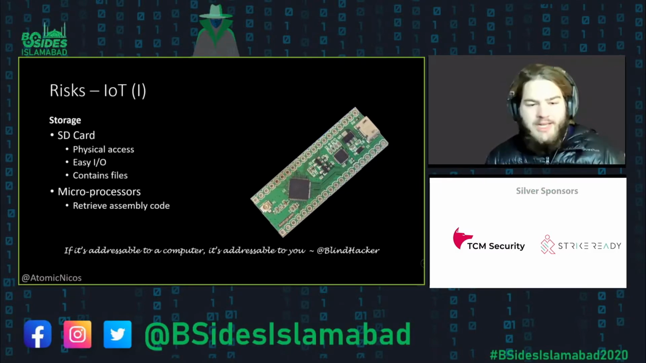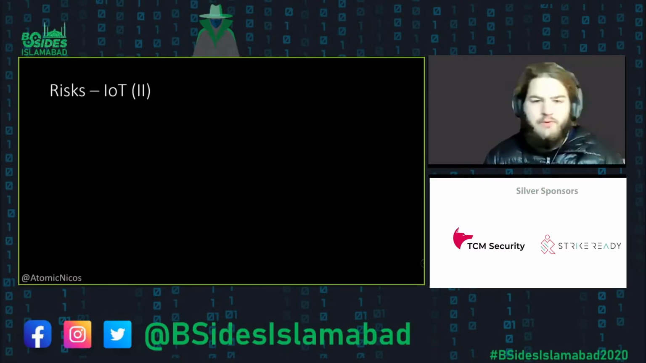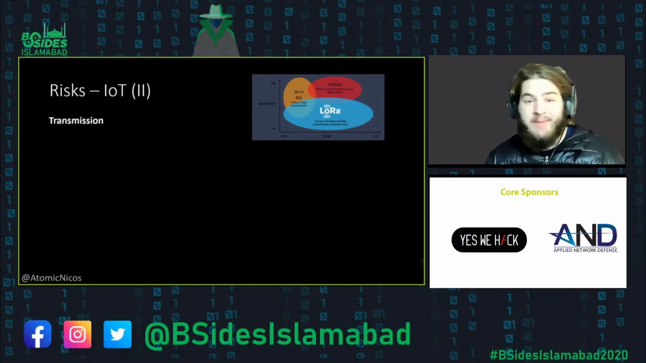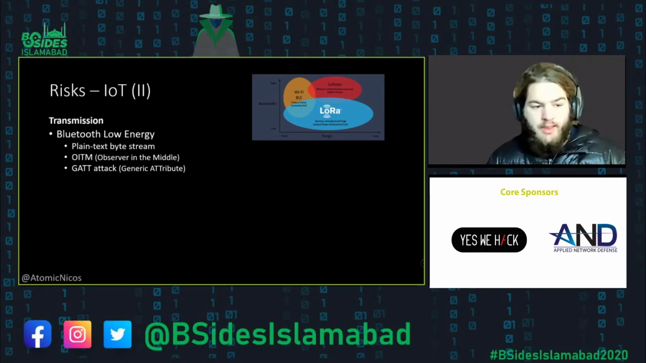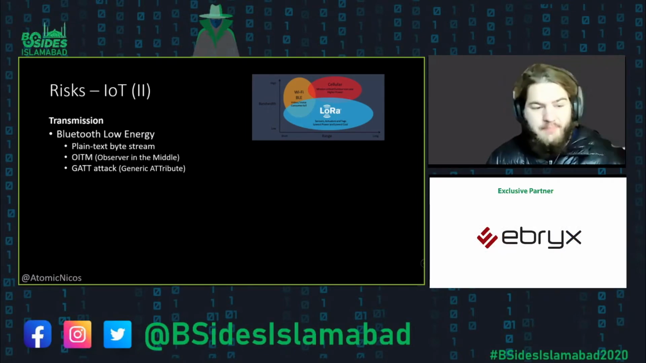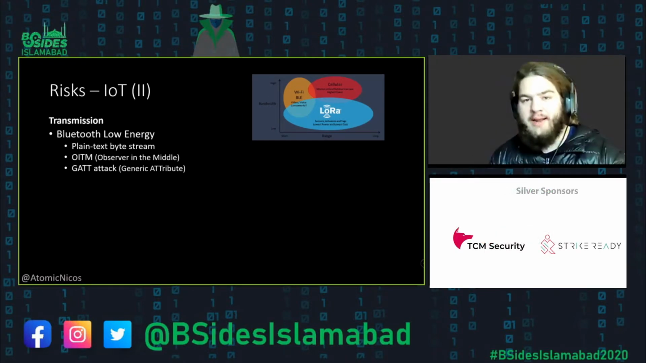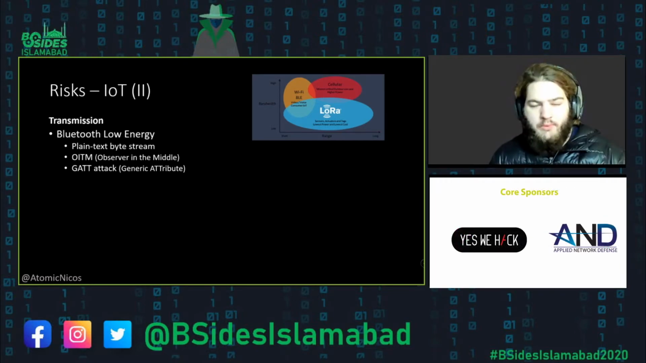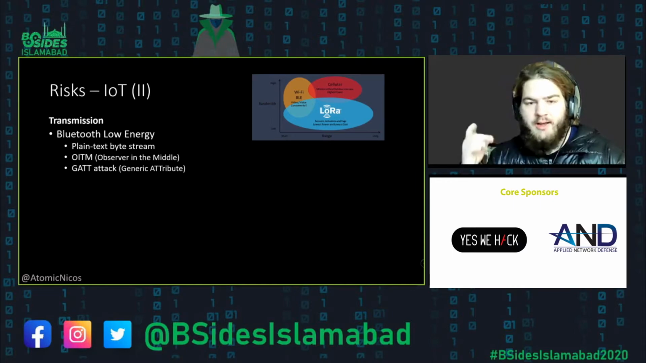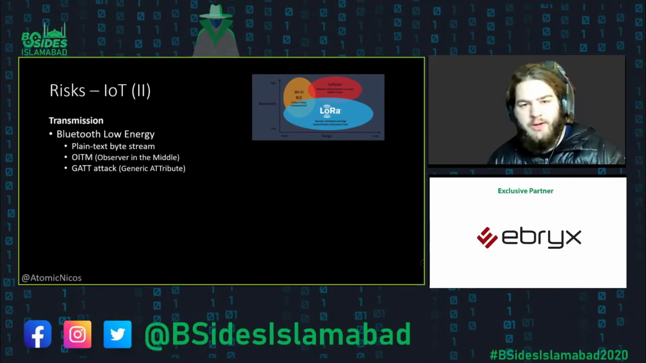When we're talking about transmission, we're talking about Bluetooth Low Energy. At the base level, it's just a plain text byte stream that goes over some networking protocol. It's vulnerable to passive observation, observer in the middle. It's vulnerable to actual physical attacks, for example, by leveraging the GATT framework, the generic attribute profile, which is how they segment their data, for example, using services and characteristics in Bluetooth Low Energy devices.